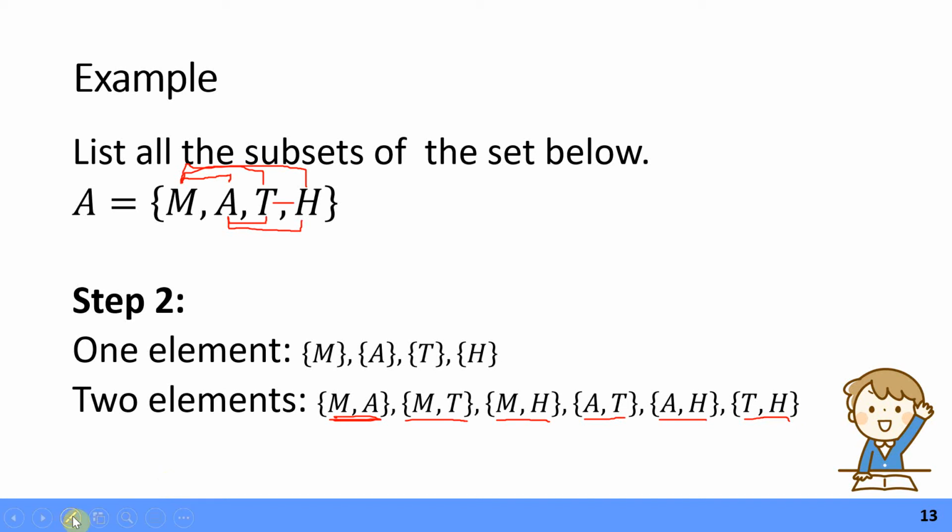Let me just go ahead and count how many we have already. We have 1, 2, 3, 4, 5, 6, 7, 8, 9, 10. So progress. We have 10, but according to step 1, we have to have 16 total. So we're missing 6. But don't worry, we're getting there. We already did 1 element, 2 elements. Now we're going to do 3 elements. And here's where it starts getting crazy, right? So we're going to have to make combinations of 3.